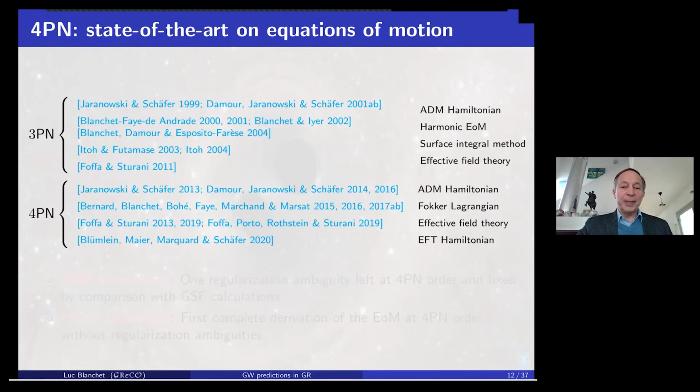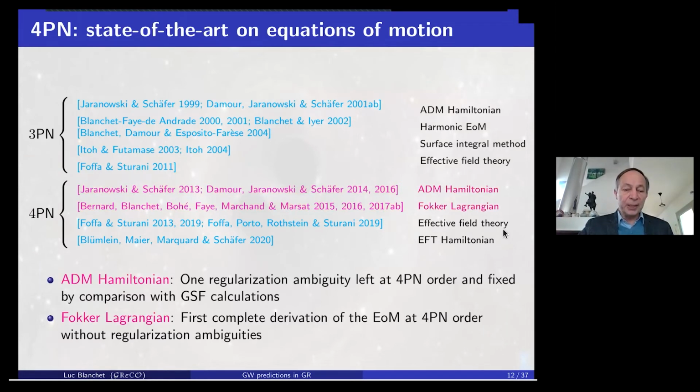So 4PN is the state of the art on equations of motion using these various methods by various groups. Let me just emphasize that the first completion of the equations of motion at 4PN order was done with the ADM Hamiltonian formalism. However, there was one regularization ambiguity left, which is due to these infrared divergences that start precisely at 4PN order.